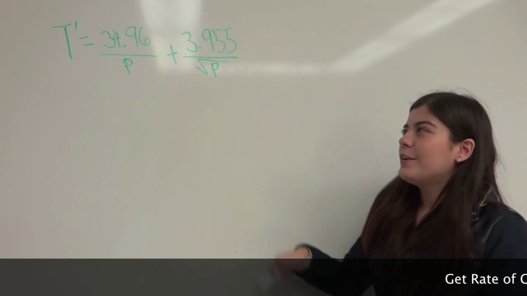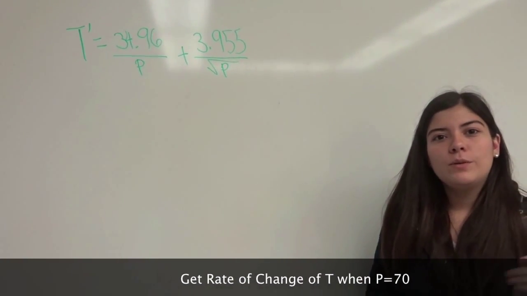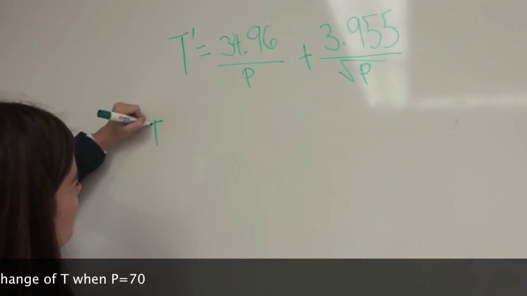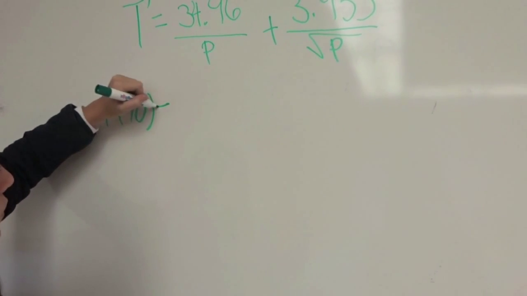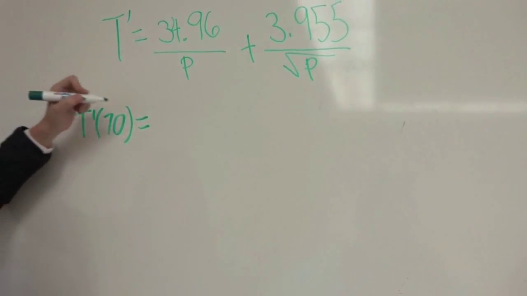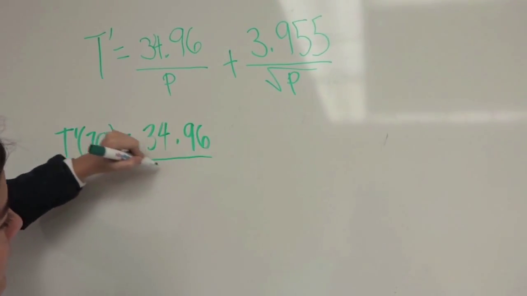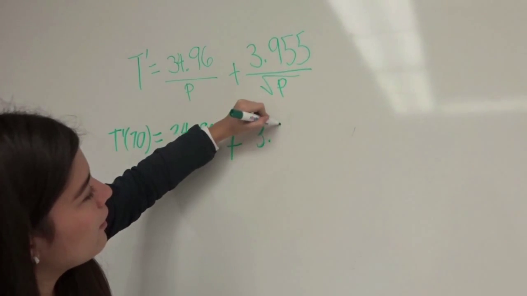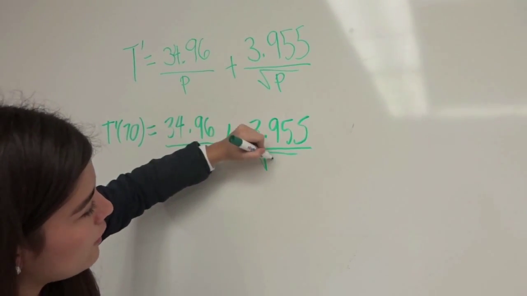Here we can see the derivative from the original function. And now we're going to find the rate of change when pressure is 70. So now we're going to substitute in the derivative formula, and 34.96 will be over 70 plus 3.955 over the square root of 70.